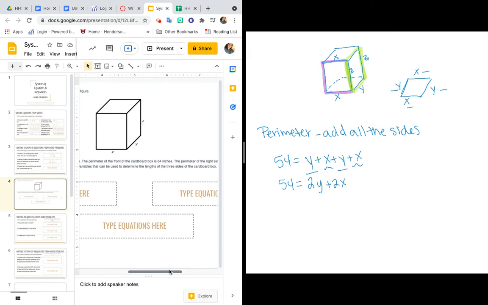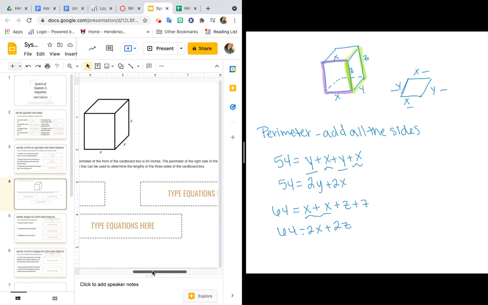So I have a second equation I can write. I have 64 equals X plus Z plus Z, or that's the same thing. I can combine my terms. 64 equals 2X plus 2Z. All right, so there's 2 of the equations.